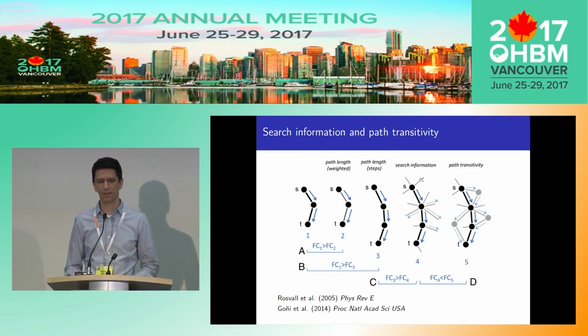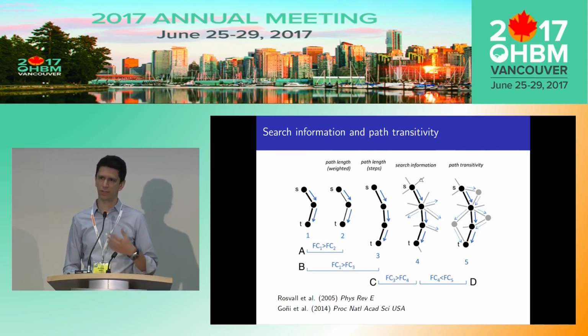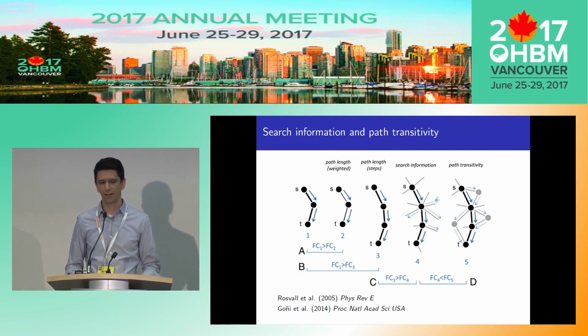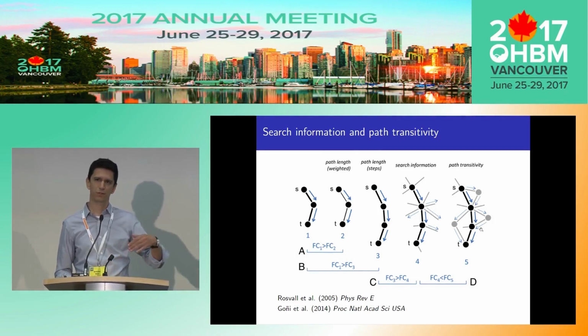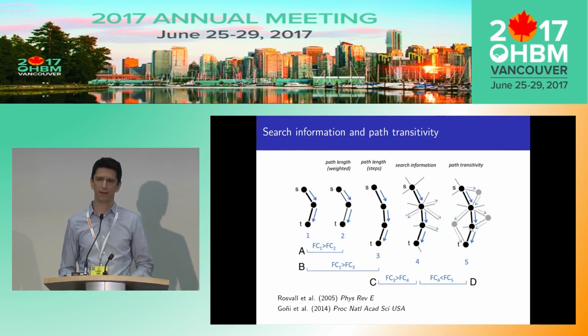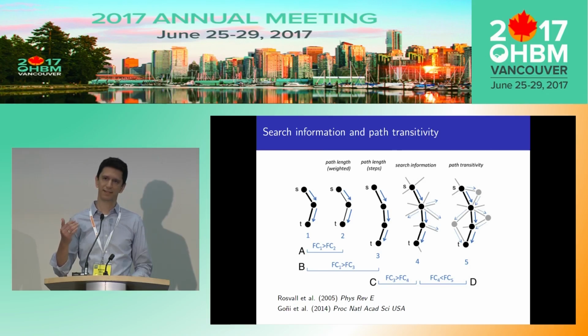So search information is a measure of how much information you would have to give to a random walker in order to keep him on this path. Or in other words, how hidden that shortest path is to a random walker. Path transitivity is a related measure where we're looking at the number of transitive closures along the path. So in other words, how many triangles are there along this path? If there are lots of triangles, that means that the random walker, even if he goes off the shortest path, can still, just by chance, come back to where he needs to be going. Or in neurobiological terms, the signal still has a good chance of being transmitted to its target with high fidelity.